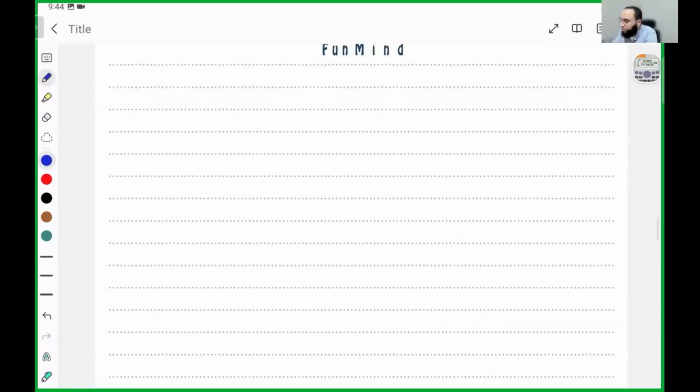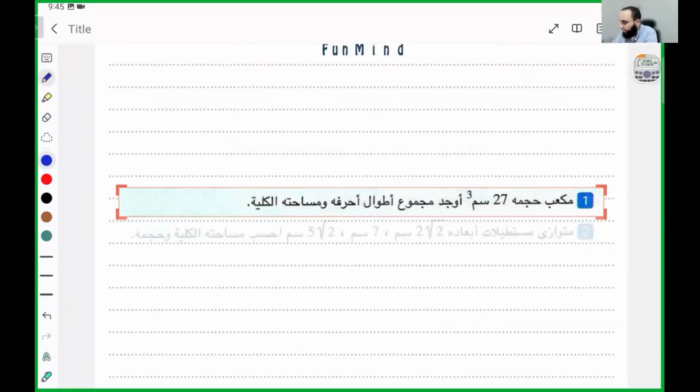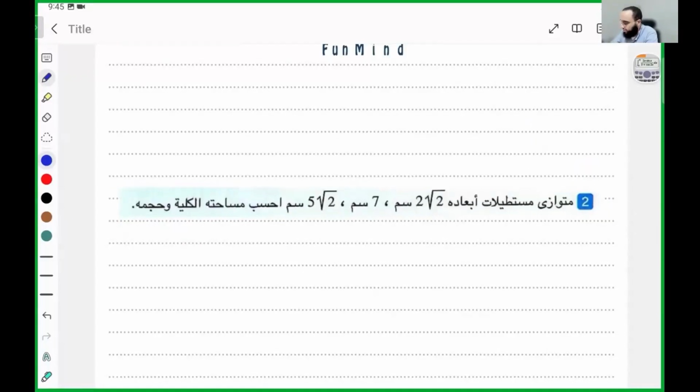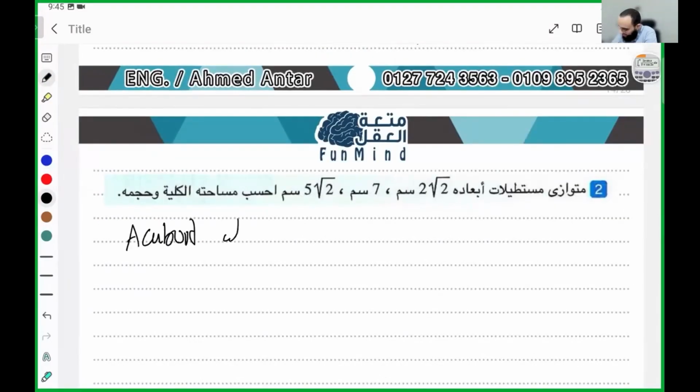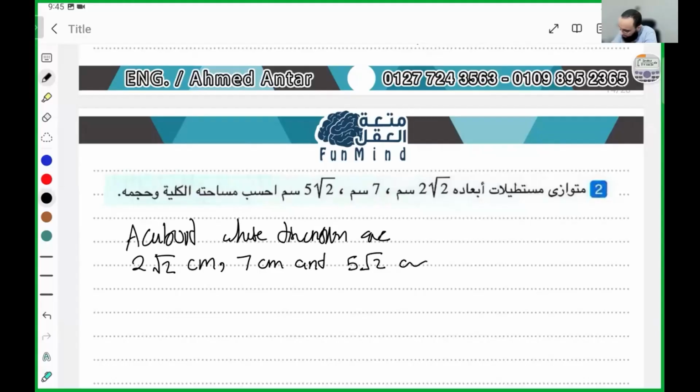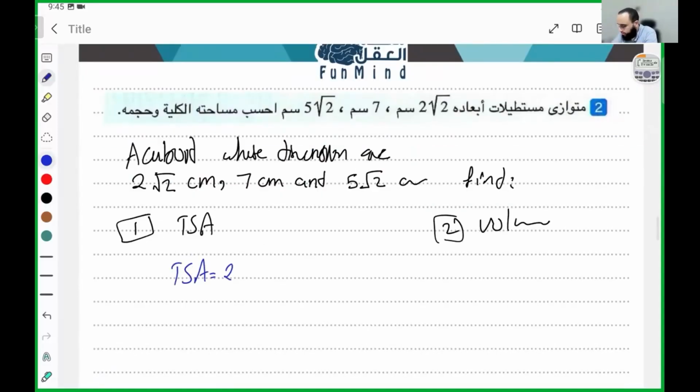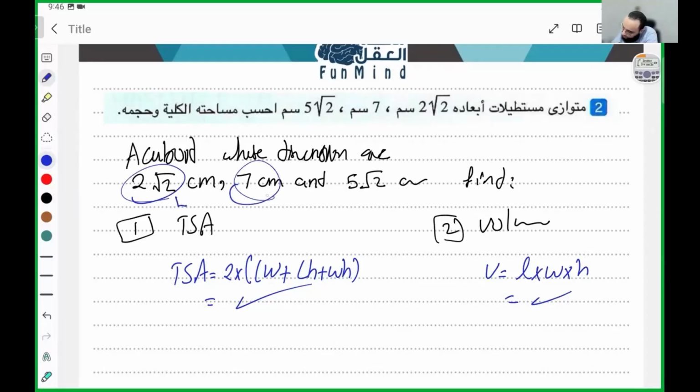And the last one, it's not one that I did in the lesson, okay? Cuboid, whose dimensions are 2 root 2, 7, and 5 root 2. Find number 1, total surface area. Number 2, its volume. We solve the question like total surface area equals 2 times length width plus length height plus width height. You can do it. Volume equals length times width times height. You can do it. This is the length, this is the width, and this is the height. And finally, we finished.